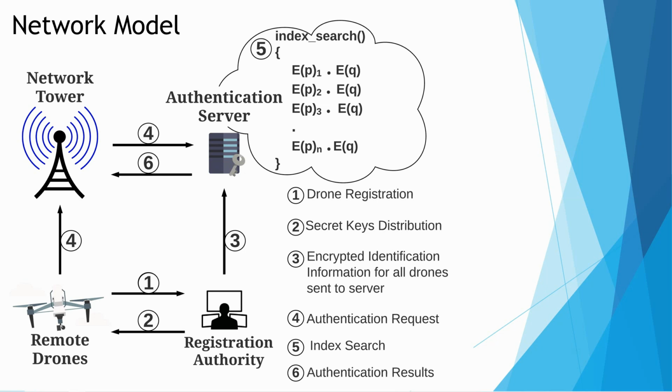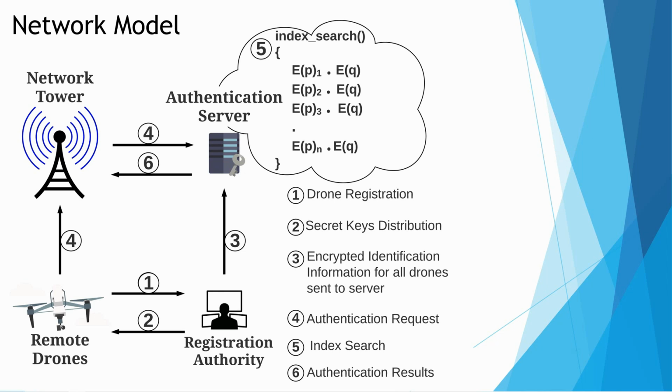Our next entity is the registration authority. Its purpose is to create and distribute secret keys to the remote drones, as shown in step 2. The registered drones encrypt each drone's ID using its secret key, and then pass the encrypted data to the authentication server, as shown in step 3.